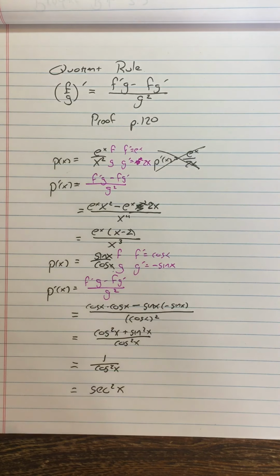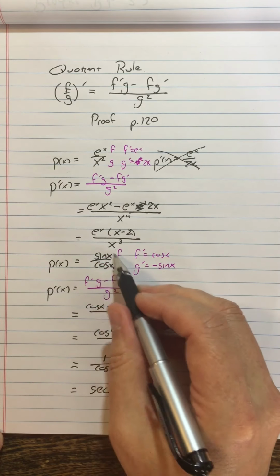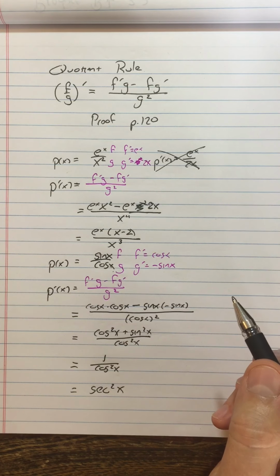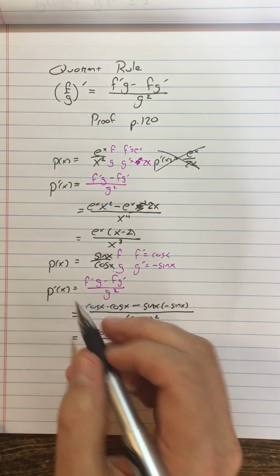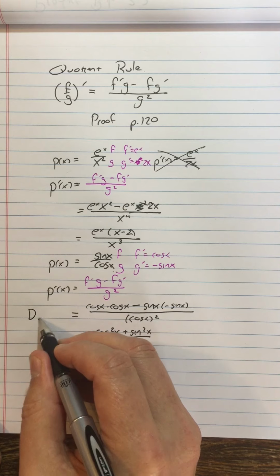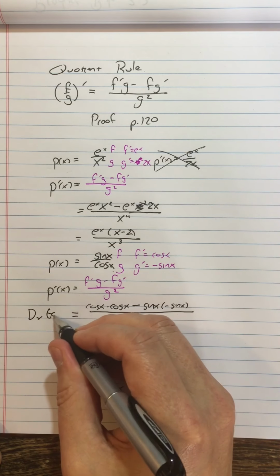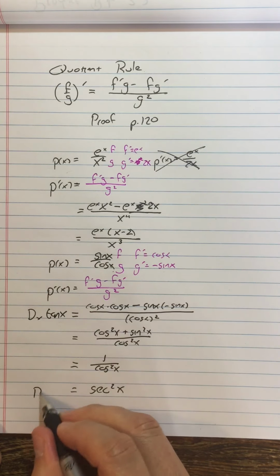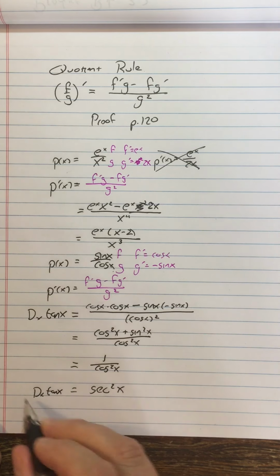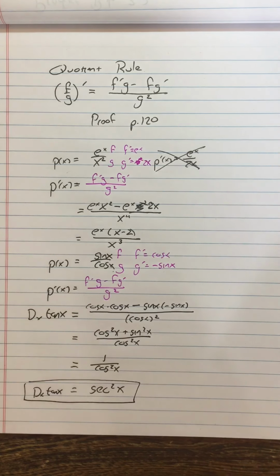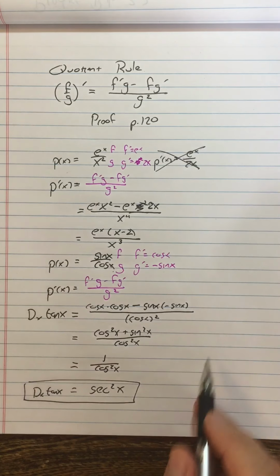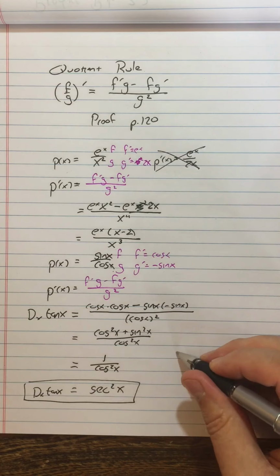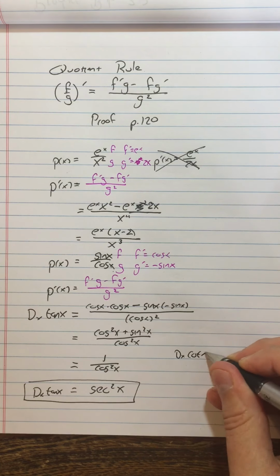Now, hey, look at this cool thing. Sine of x over cosine of x is tangent of x. So that p prime of x is really the derivative with respect to x of tangent x. So now you know another new derivative. The derivative of tangent is secant squared. I wonder if we can find other derivatives like that. Why don't you use this process right here and tell me what the derivative of cotangent x is?